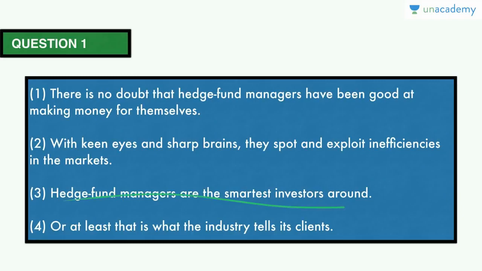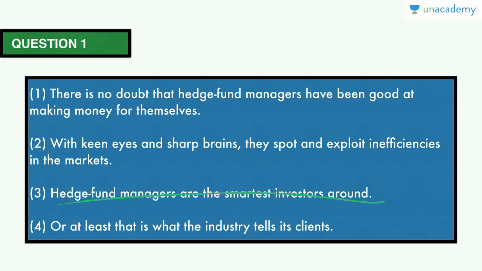Hedge fund managers are the smartest investors around. You can start off with this one. Okay, sentence 1 should be the odd one out, isn't it? Because nobody is talking about the selfishness of hedge fund managers. You're talking about talent of the hedge fund managers, and that is what sentences 2 3 4 do, isn't it? Sentence 1 is the only one which is not talking about the talent of hedge fund managers, but about how good they are at making money for themselves. This is more in a negative sense than talking about the talents of hedge fund managers.